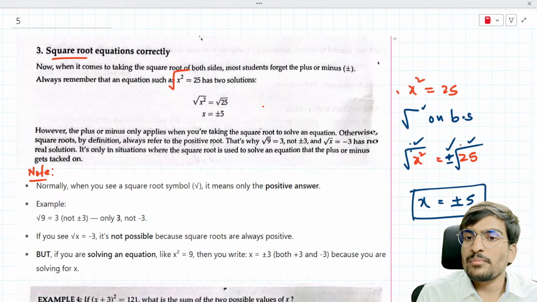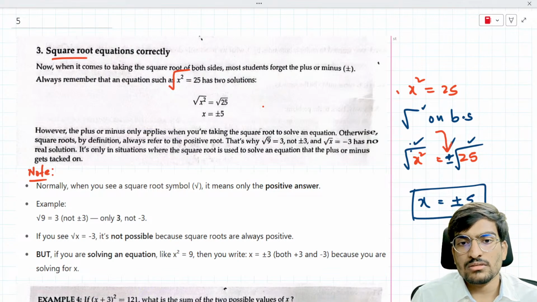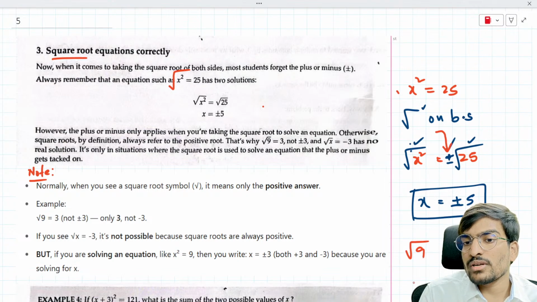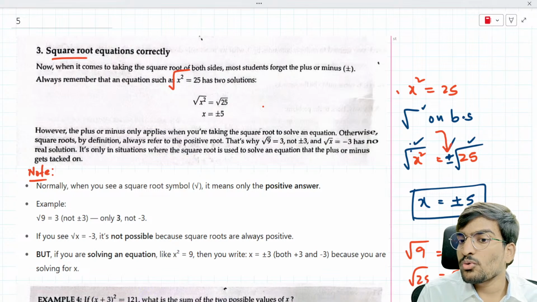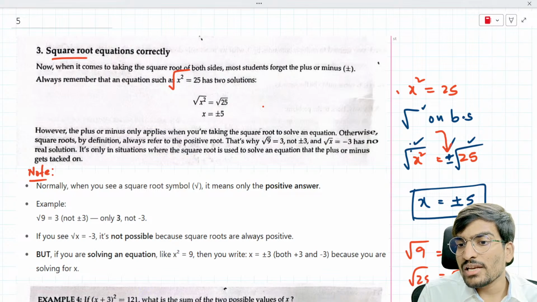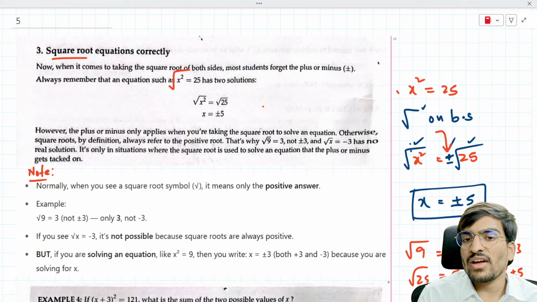And remember not to forget this plus or minus comes into the picture whenever you do square root on both sides. And you see here, root of any value, root 9, root 25, root of any value is positive. Root of any value can't be negative. But root of 9 can't be plus or minus 3. No. Root 25 can't be plus or minus 5. No. Root of some value can't be negative.